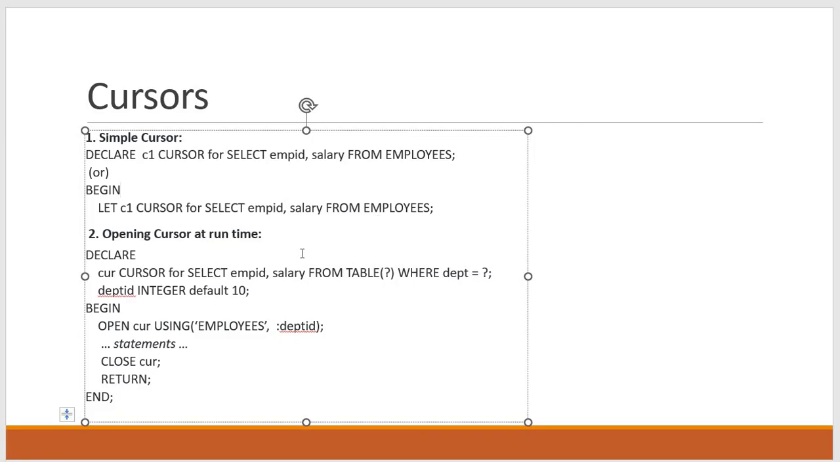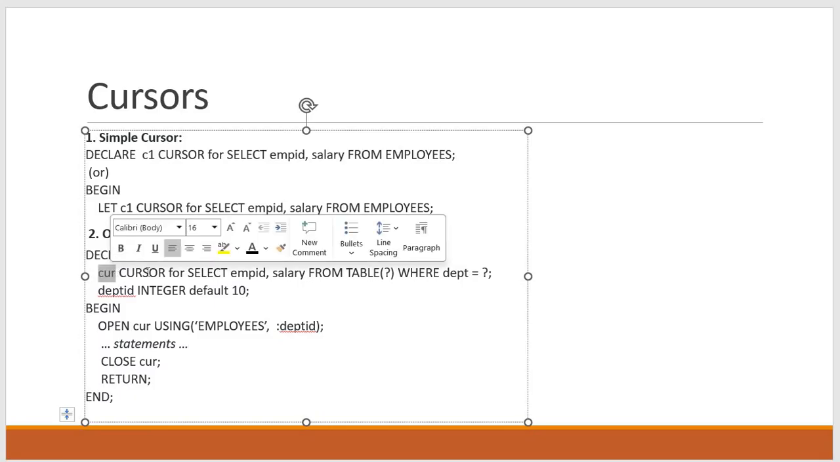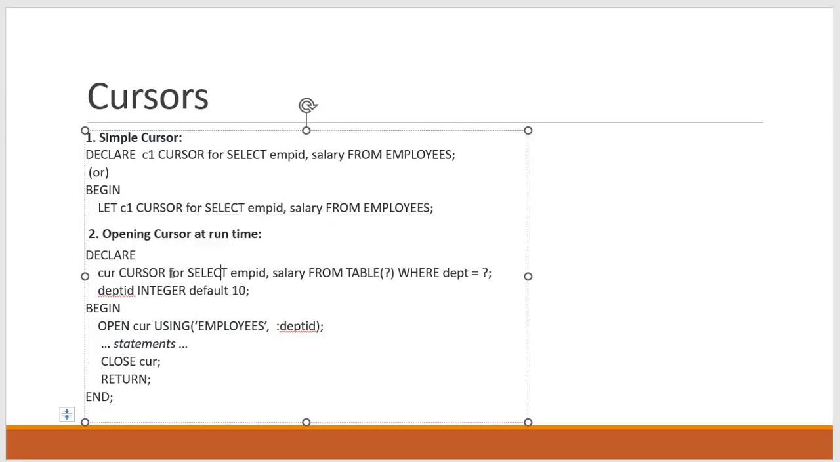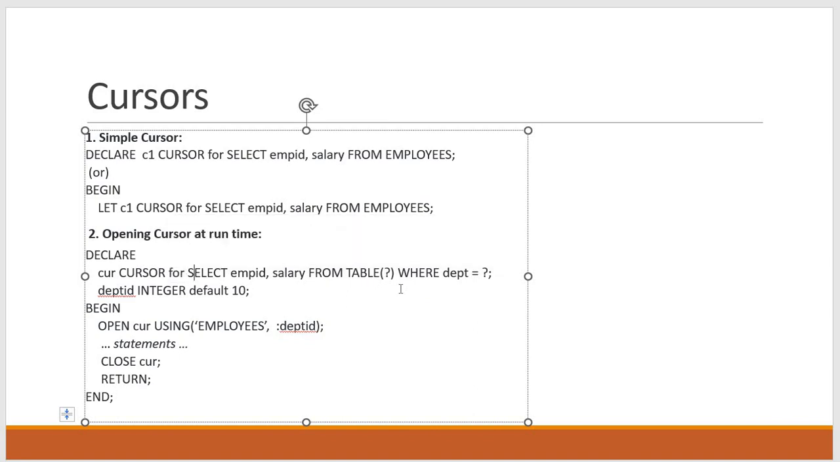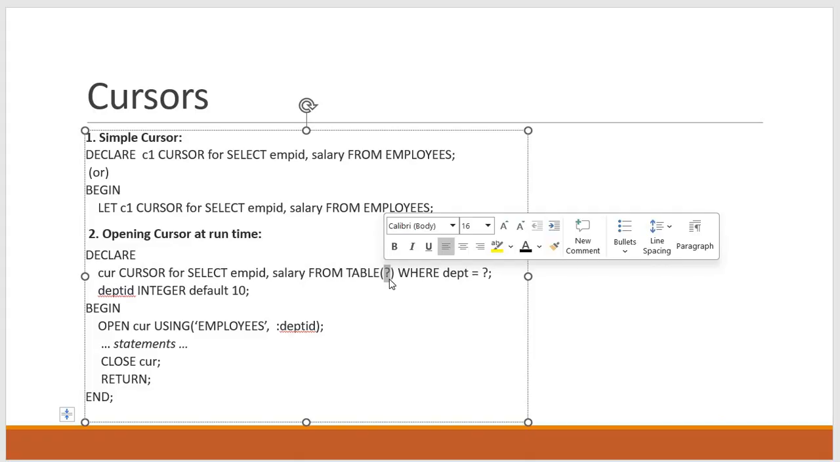If I want to open a cursor dynamically, how do I do it? Let's see opening a cursor at runtime. In the declaration section, I am declaring a variable named cur of cursor type FOR, using this keyword, select employee ID, salary from table, where department equals. I am not mentioning the table name and the department name or department ID in the query. At runtime I want to pass these values, that's why I'm using a bind variable here.